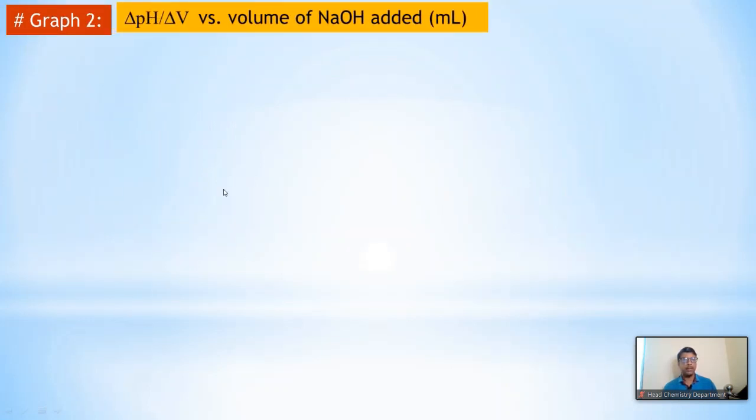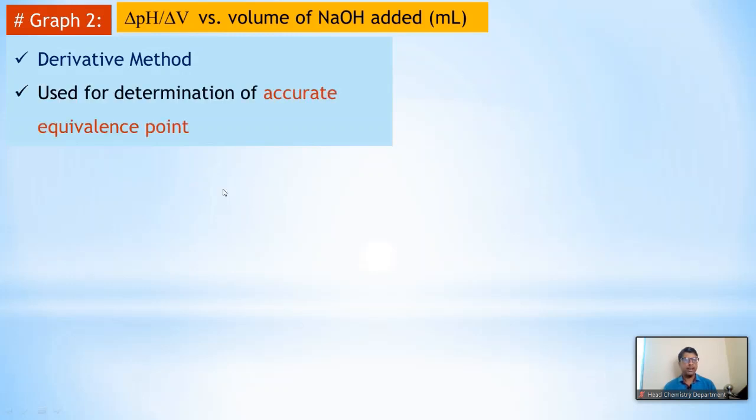Now let's talk about graph number 2, delta pH upon delta V versus volume of NaOH added in ml. This is the graph according to the second method, called the derivative method. Under this derivative method, this is the graph for the first derivative method. This method is used for determination of the accurate equivalence point.